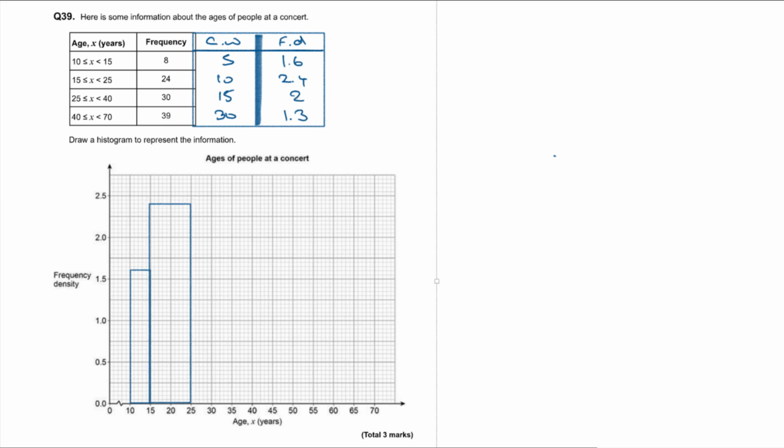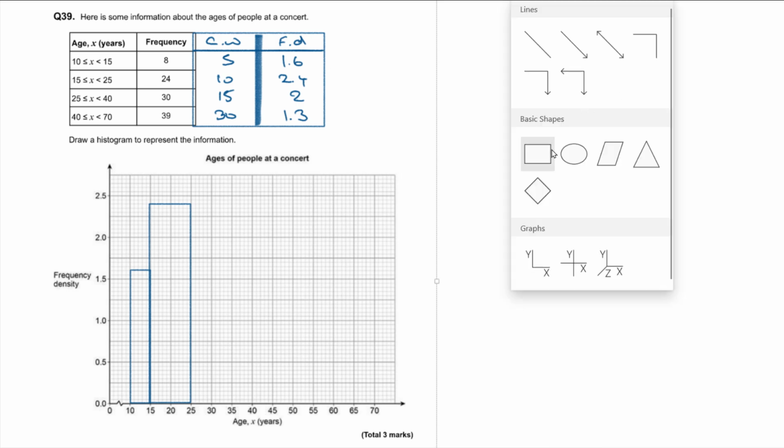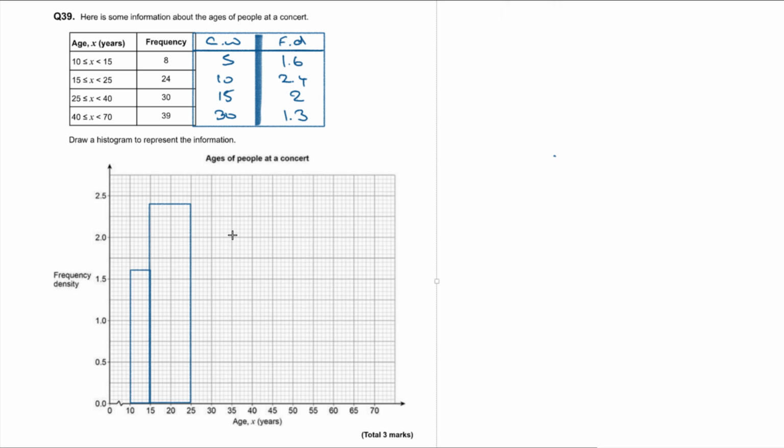And then 2, that's a little bit easier to draw. I think I can manage that. Right, there we go. Where's that going from? That's going from 25 to 40. So this wide. And then finally 1.3, width of 30, from 40 up to 70. So 1.3 is going to be 6 little squares above 1. Yeah, so that's how I'm going to draw mine.